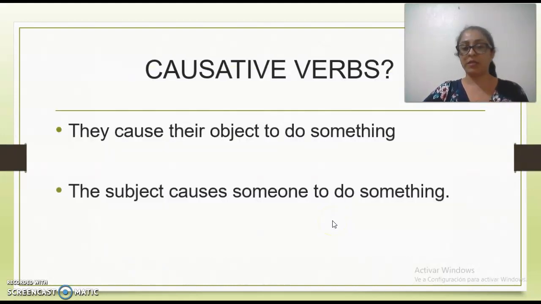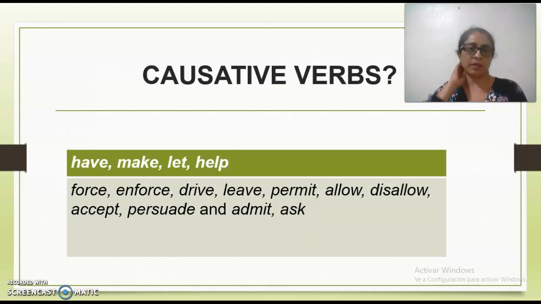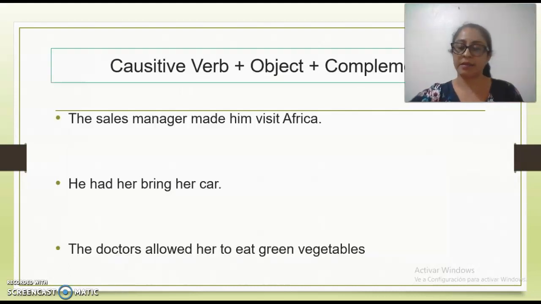causative verbs. Well, they cause their object to do something. There is a subject that causes someone or something to do something. Okay? So that is, in brief, what a causative verb is. Which are causative verbs, right? We have make, let, help, force, enforce, drive, leave, permit, allow, disallow, accept, persuade, admit, and ask.